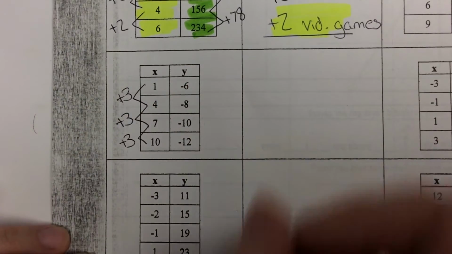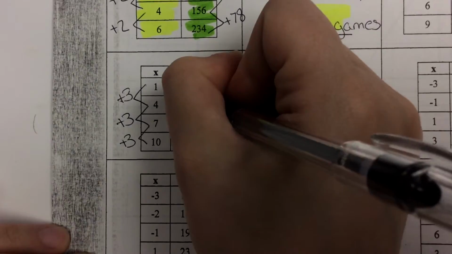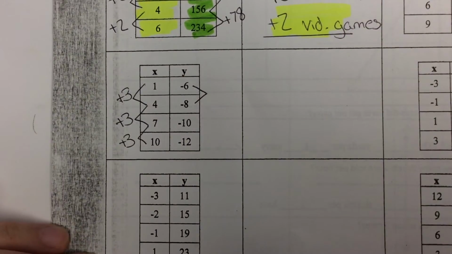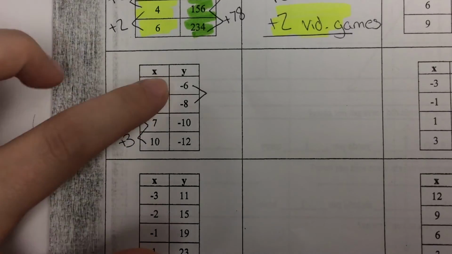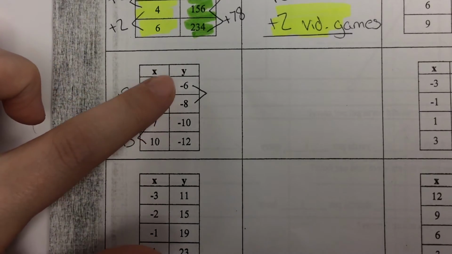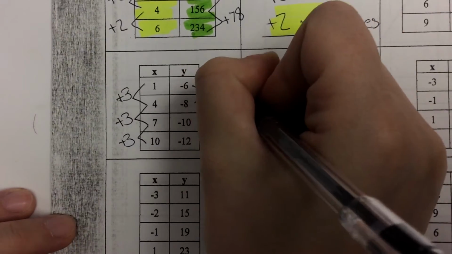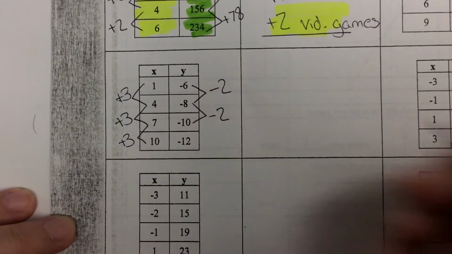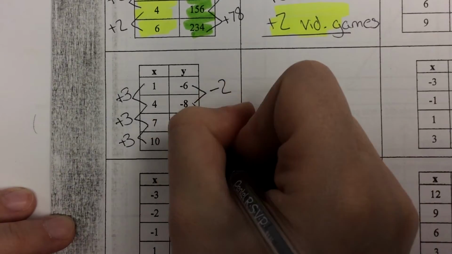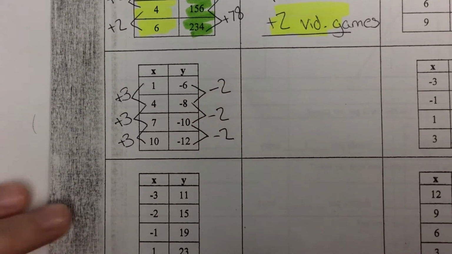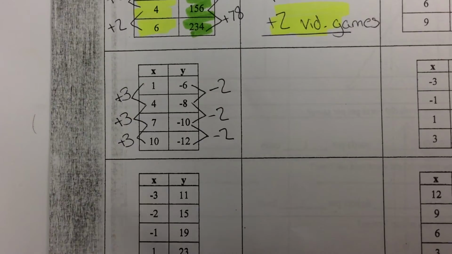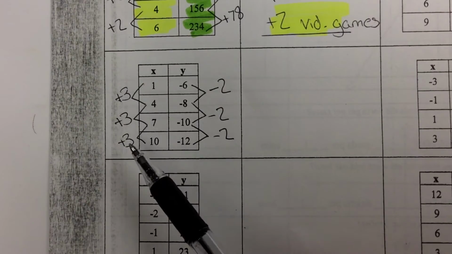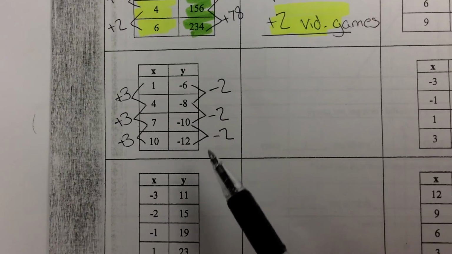Okay, for our Y coordinates, -6 to -8. Think about this one for a second. If we're going even more negative, that means we're subtracting, we're going down. So this is going to be a -2, -8 to -10, -2, and -10 to -12, going down again 2. So here we do have a constant rate of change. Each time it's going up by 3, and each time over here we're going down by 2.